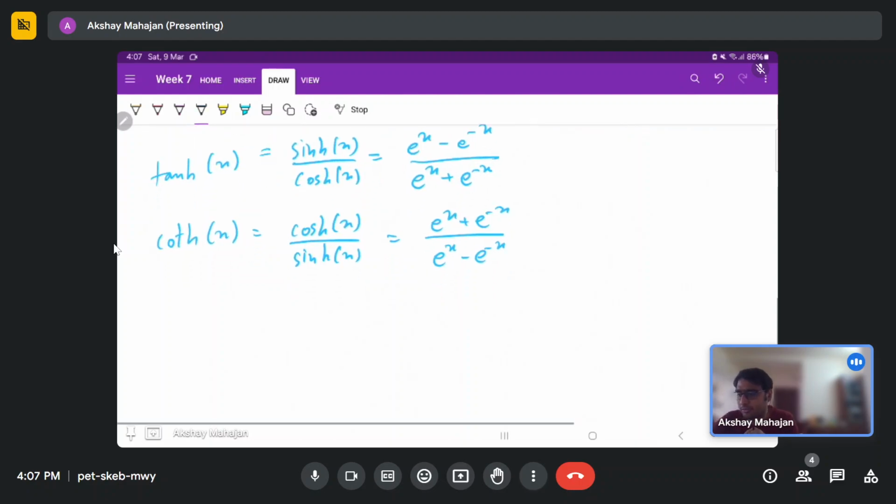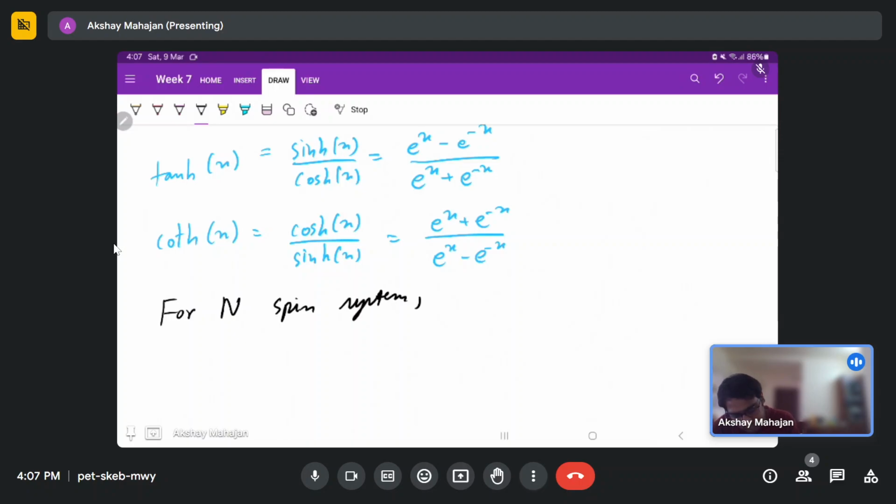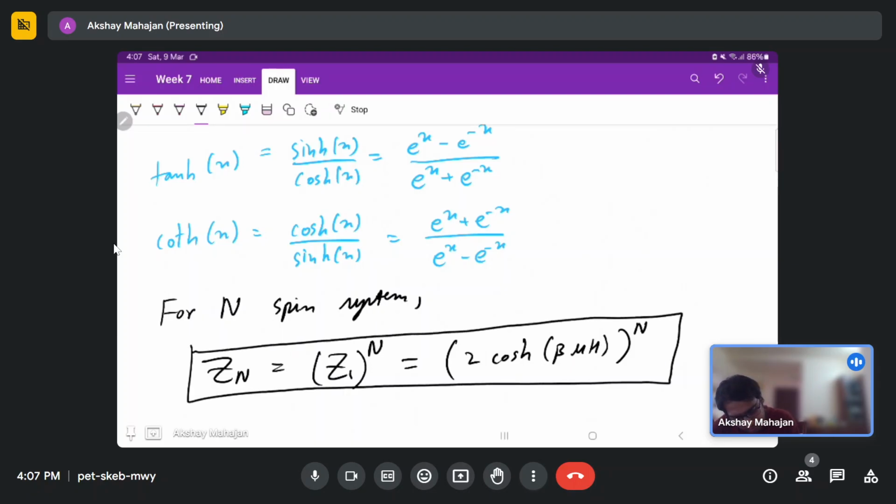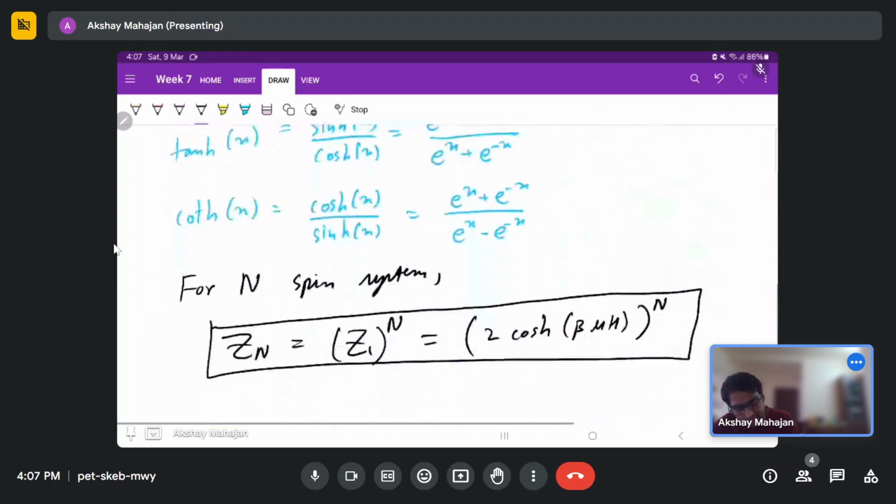Now, for one spin particle we have this result, 2 cosh(β μ h). So for an n spin system, our Z_n will be just the partition function for one spin to the power n, that is 2 cosh(β μ h) all to the power n. This is the partition function for this n spin, non-interacting spin system.